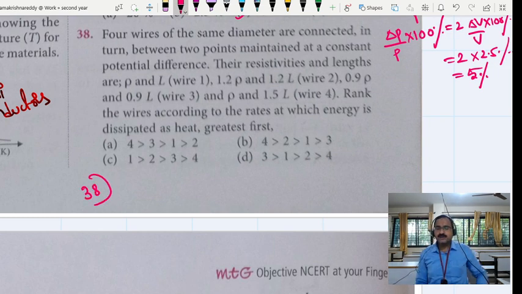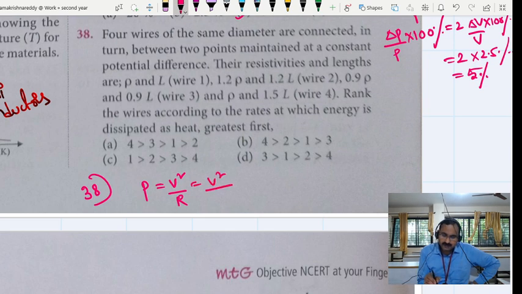Four wires of the same diameter, with resistivities and lengths given, and they clearly mention a constant potential difference. Power means we can write H by T, heat energy by time also. Power and H are directly proportional. So P is V square divided by rho L by A, so A comes to the numerator. Since the diameter is the same, the area is also the same. P is inversely proportional to rho L.